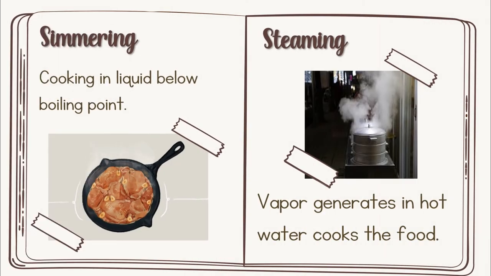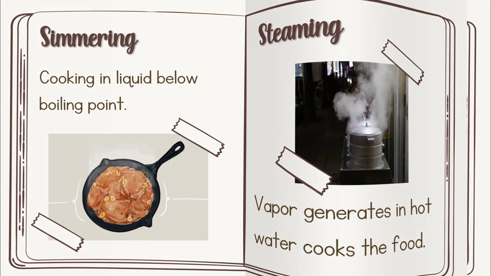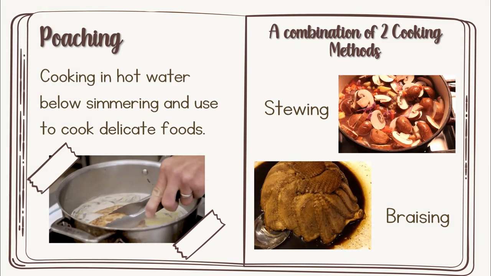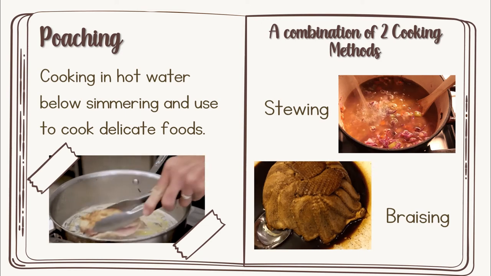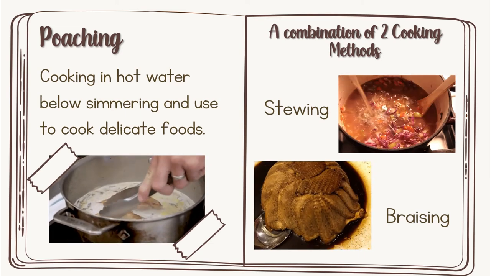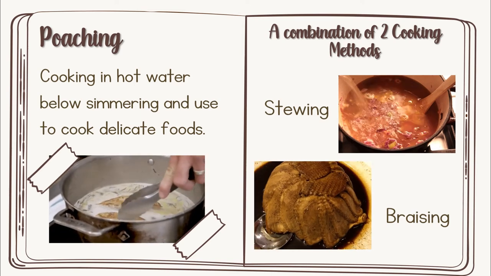We have simmering, or cooking in liquid below boiling point or at 71 to 80 degrees Celsius. Next, we have steaming, or cooking by using the steam or vapor that generates in hot water. Next, we have poaching, or cooking in water below simmering and used to cook delicate foods like eggs, fish, or even chicken breast.